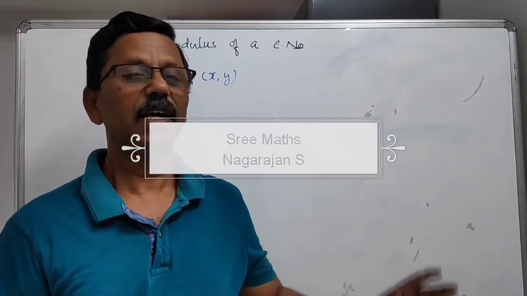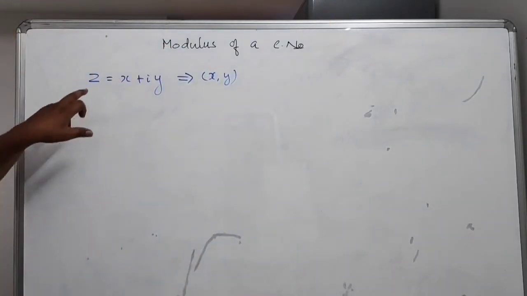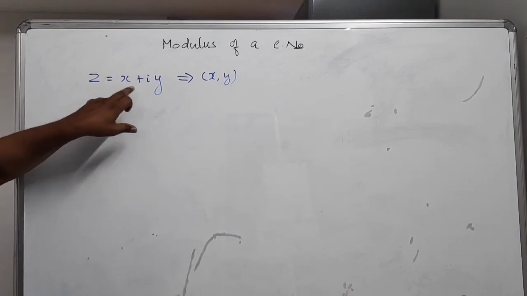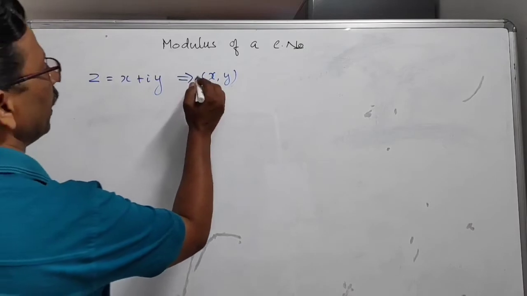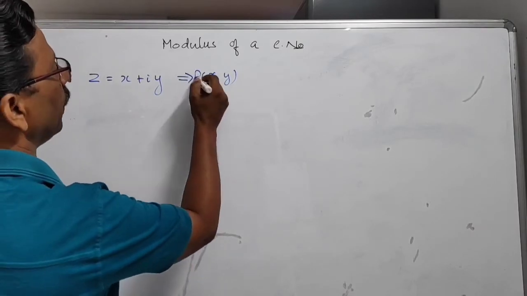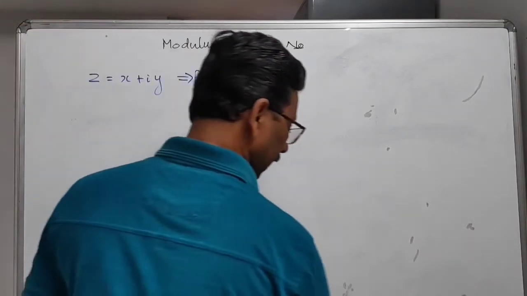Students, today let us see what we mean by the modulus of a complex number. Let us assume the complex number z in the rectangular form, x plus iy. If you represent this as a point, you can write it as P of x comma y. Now, for that, let us draw the diagram.